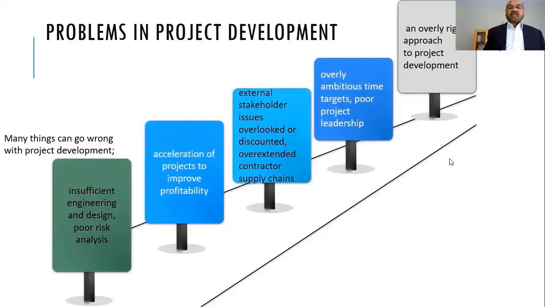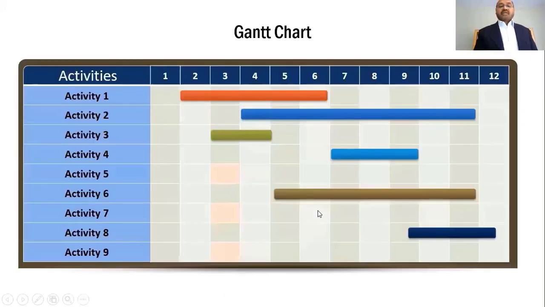So like insufficient engineering and design, poor risk analysis, acceleration of projects to improve profitability, which can be a hurdle. External stakeholder issues are overlooked or discounted. Overextended contractor supply chains, overly ambitious time targets, poor project leadership, and an overly rigid approach to project development. So these things can lead to cost overruns and time delays. These can be the problems in project development.